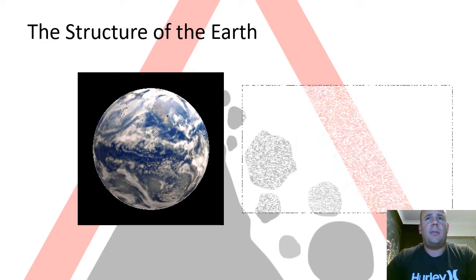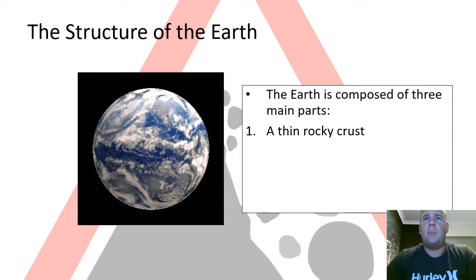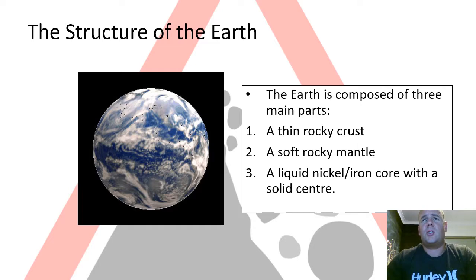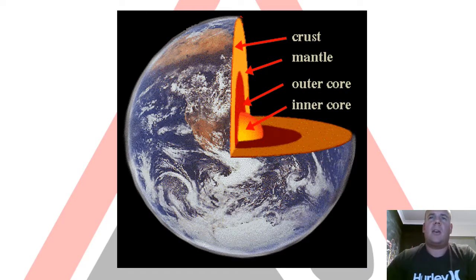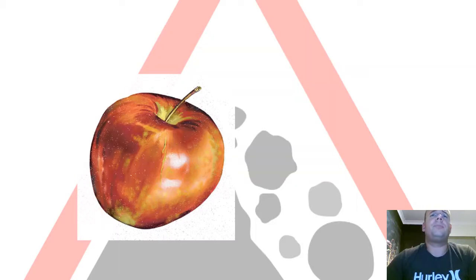The structure of the Earth. Let's have a quick look at this. There's three main parts: a thin rocky crust, a soft rocky mantle, and a liquid nickel iron core with a solid center. And what does it look like? It looks something like this. It's a very basic, easy diagram which you've all probably seen in science before. So that's what Earth looks like beneath our feet.